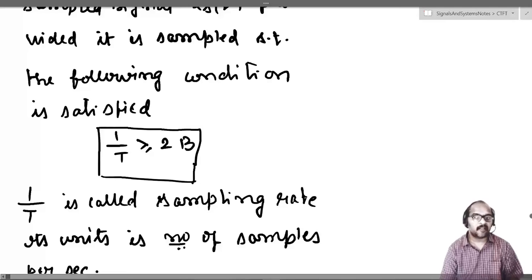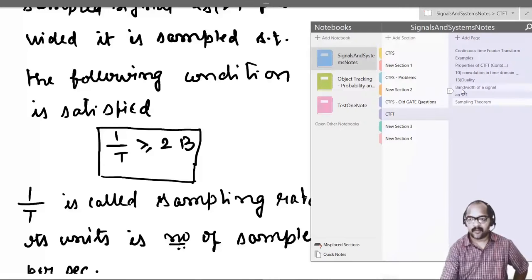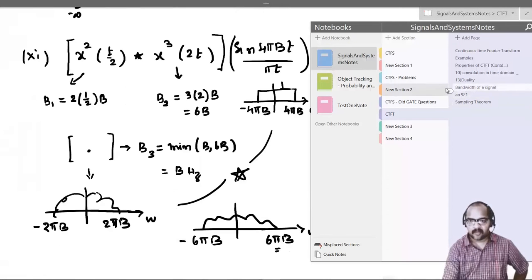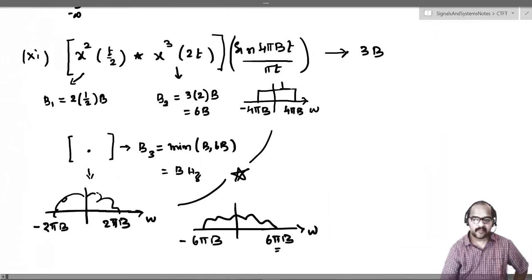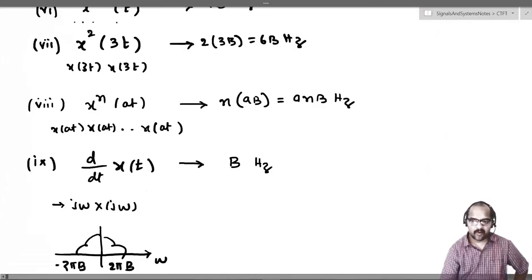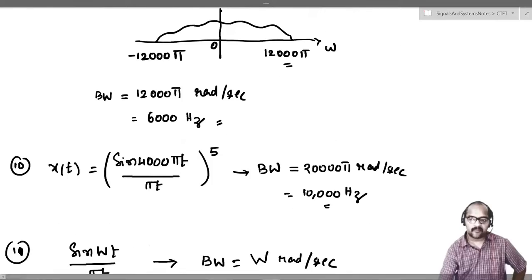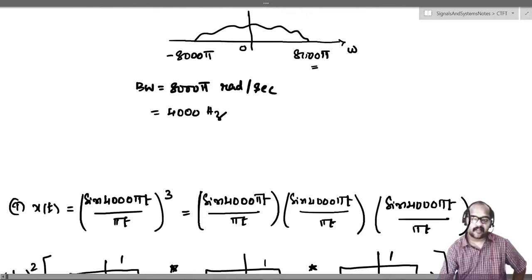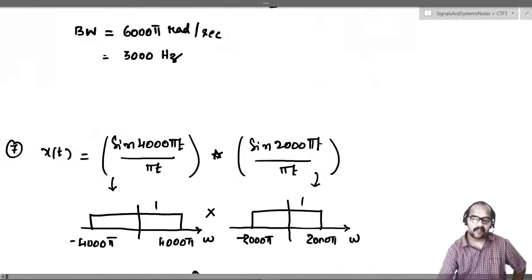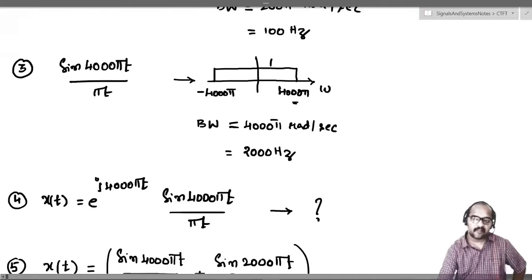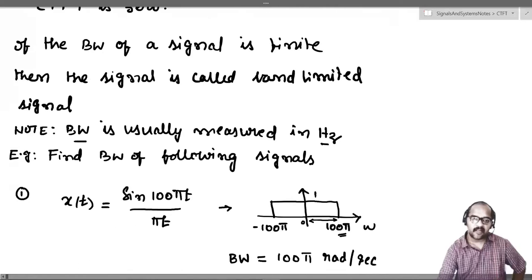For all those signals, what will be the Nyquist rate here? It is just twice the bandwidth of the signal. So for example, if you remember our bandwidth of a signal, we have seen a lot of examples, right? For all these signals, what will be the Nyquist rate? It is just twice the bandwidth of the signal.